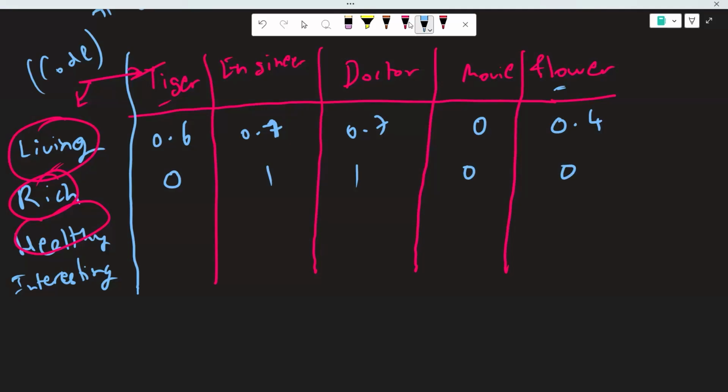Now, healthy tiger, yes, that can also occur. Let's give it 0.9. Healthy engineer can occur, let's give it 0.7. Healthy doctor can occur, 0.9. Healthy movie doesn't seem to occur, I'll keep it 0. Healthy flower, very less, I would say. Generally, we don't say the word healthy flower. Okay. Interesting tiger can be there.